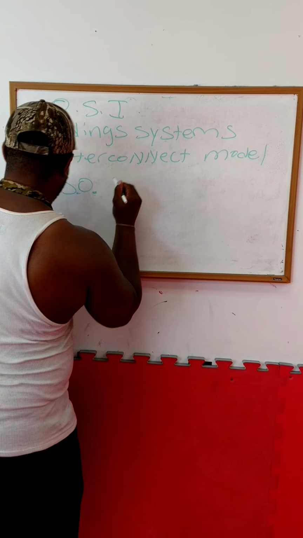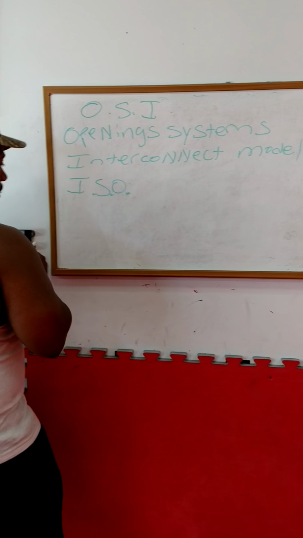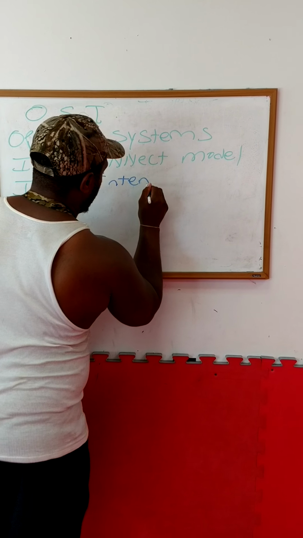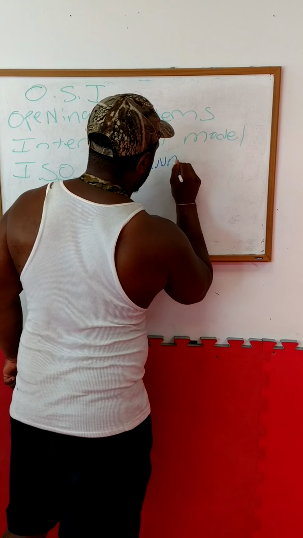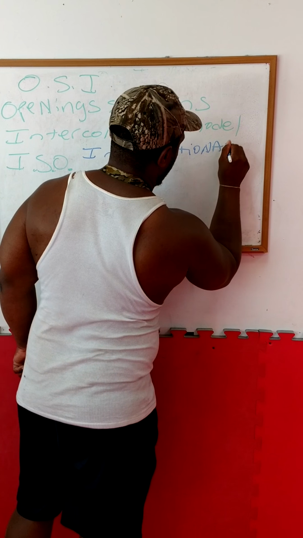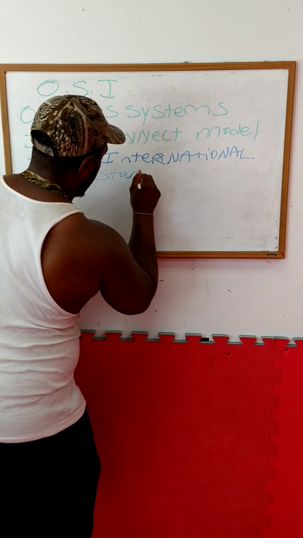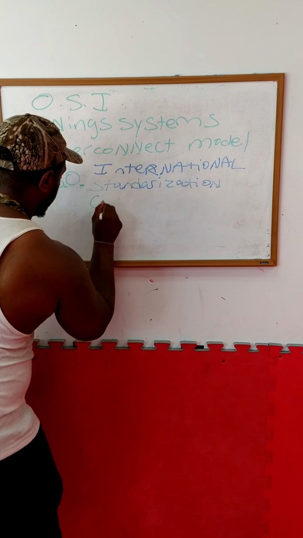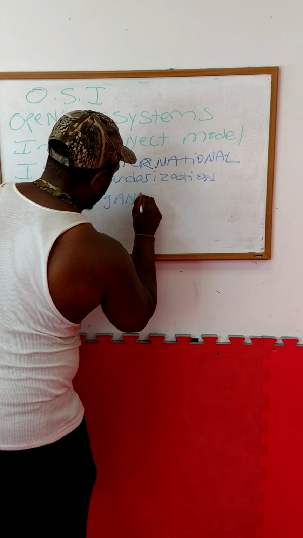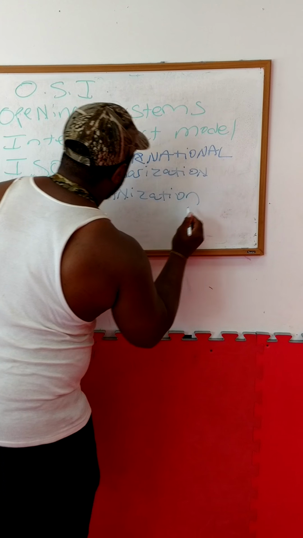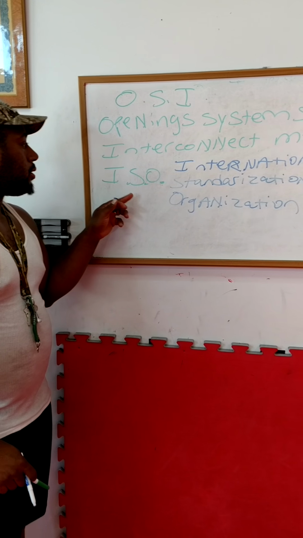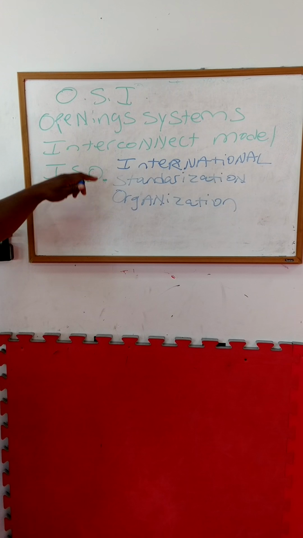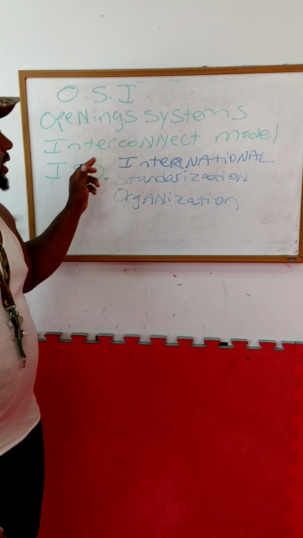The ISO is the, maybe I should use another marker. Let's see how this looks. The ISO is the International Standardization Organization. So the ISO is a group that invented the OSI. Right? You have ISO, and they invented the OSI, the Open Systems Interconnect model.